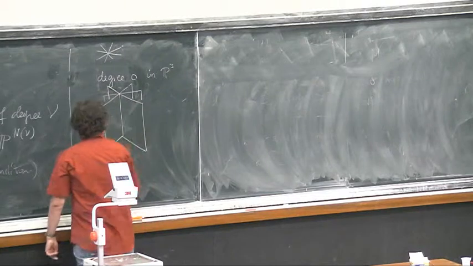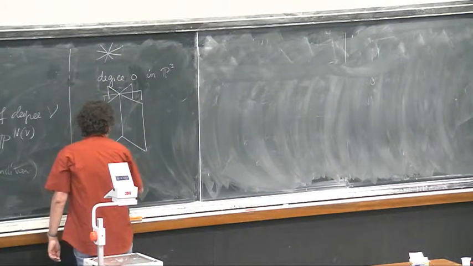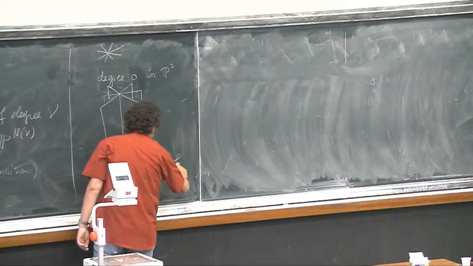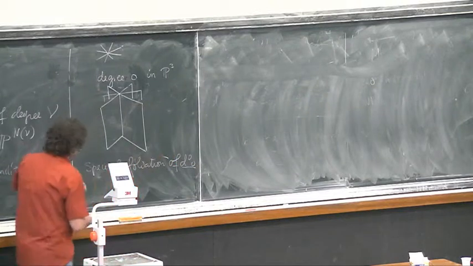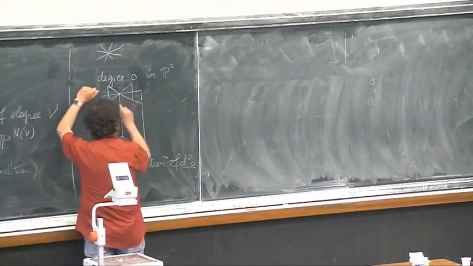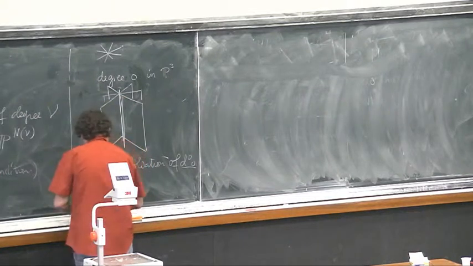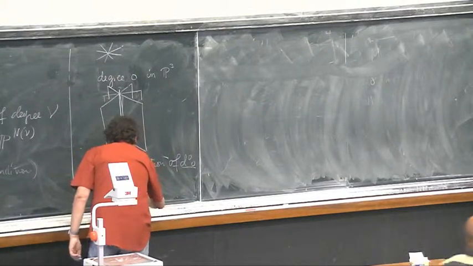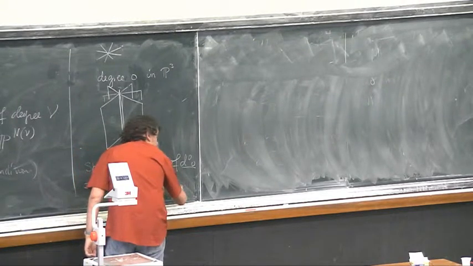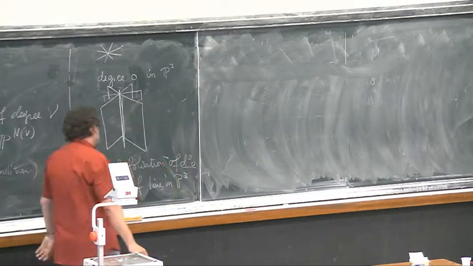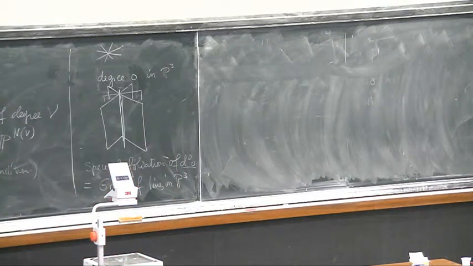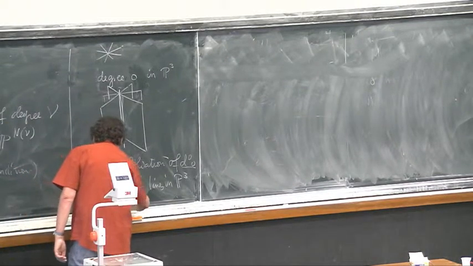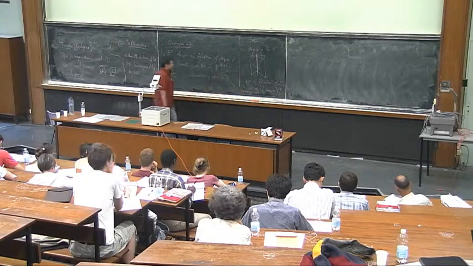So the space of foliations of degree 0 is exactly the Grassmannian of lines in P3. And this is a space of dimension 4, a compact algebraic manifold of dimension 4.